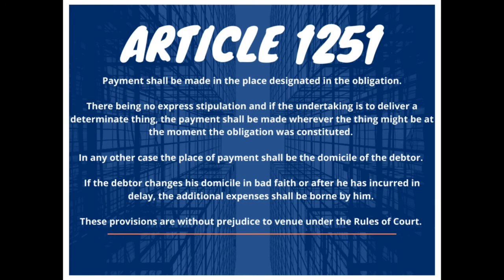So the last article that I will tackle, of course, is Article 1251. Payment shall be made in the place designated in the obligation. There being no express stipulation, and if the undertaking is to deliver a determinate thing, the payment shall be made wherever the thing might be at the moment the obligation was constituted. In any other case, the place of payment shall be the domicile of the debtor. If the debtor changes his domicile in bad faith or after he has incurred in delay, the additional expenses shall be borne by him. These provisions are without prejudice to the venue under the rules of court.